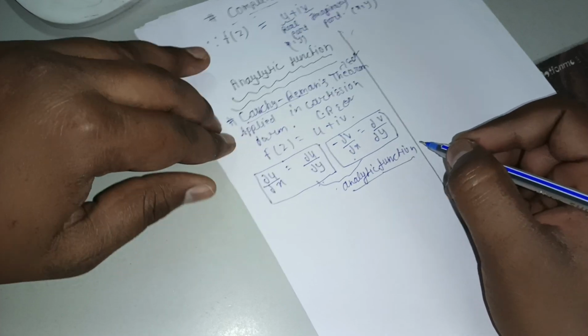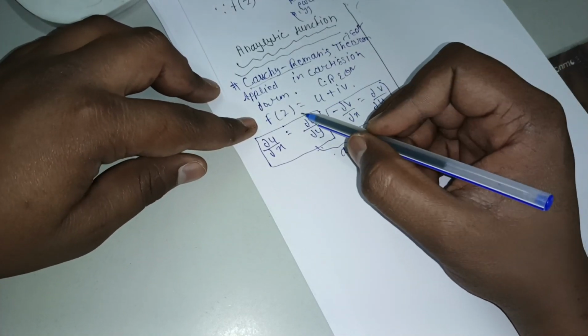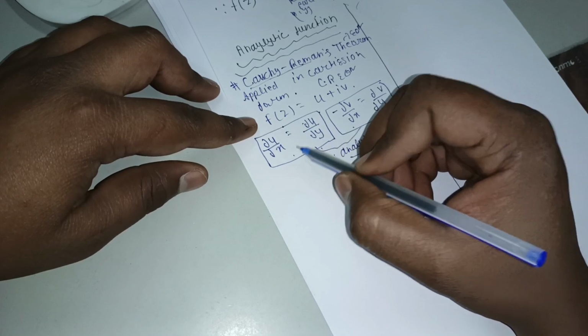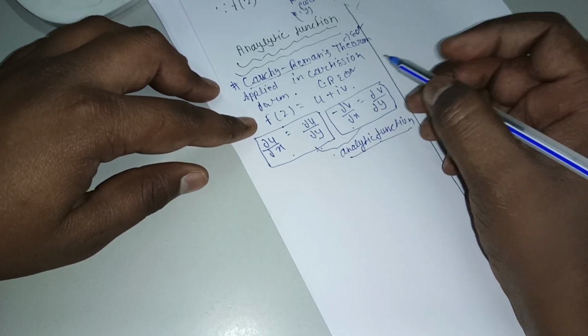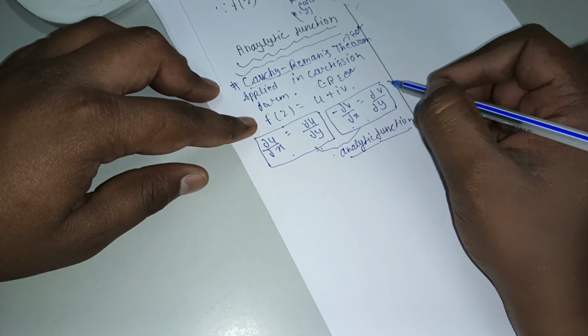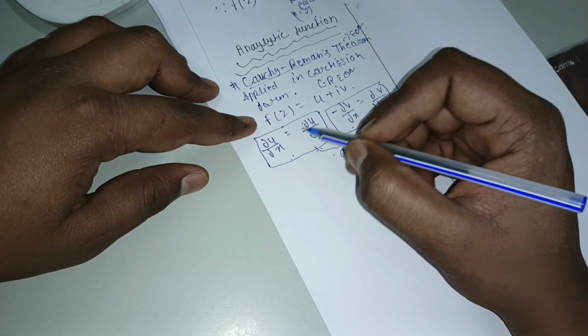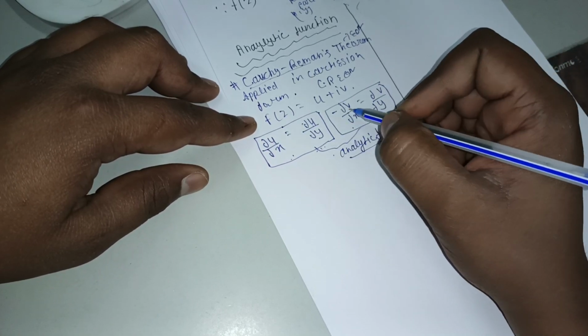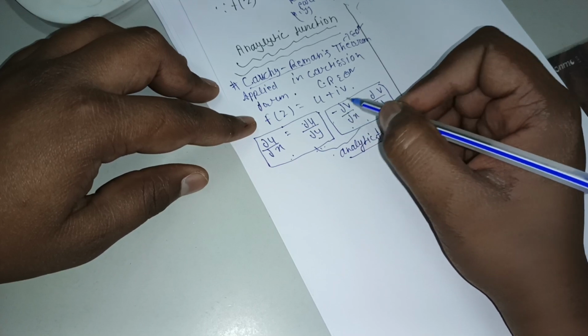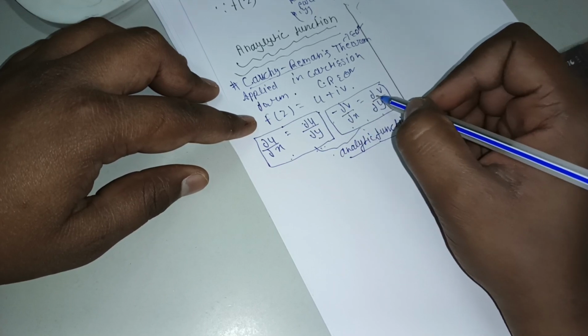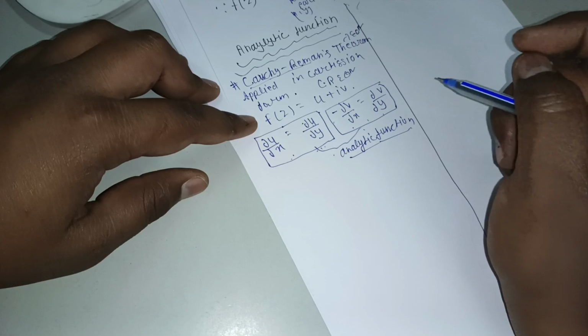Okay, it's very simple. We will be given one function. We will differentiate u with respect to x and with respect to y, and also v with respect to x and with respect to y. Then we will see that del u by del x should be equal to del v by del y, and minus del u by del y, remember, should be equal to del v by del x. Then we can say it is analytic. Let's do the example.